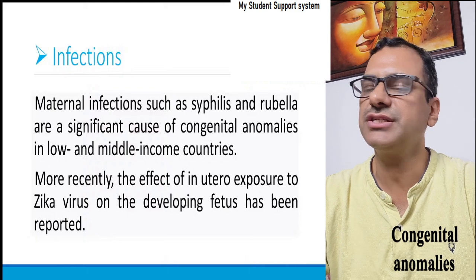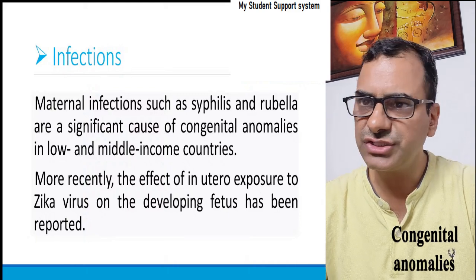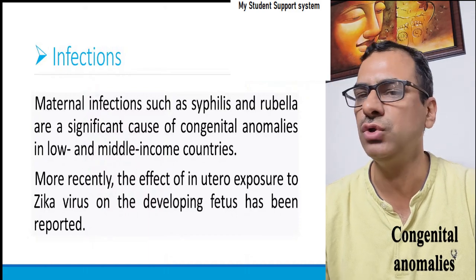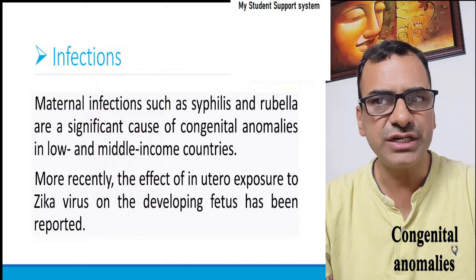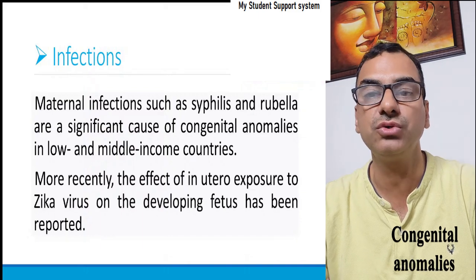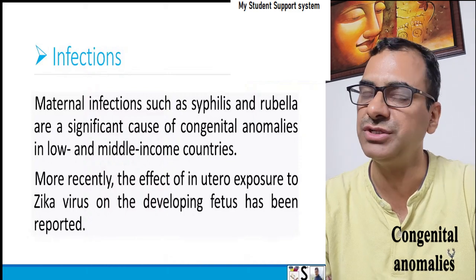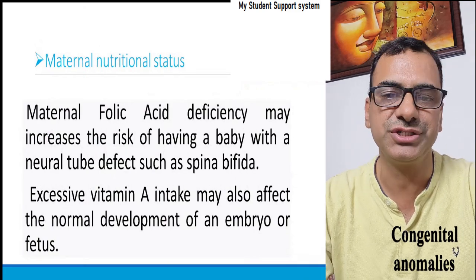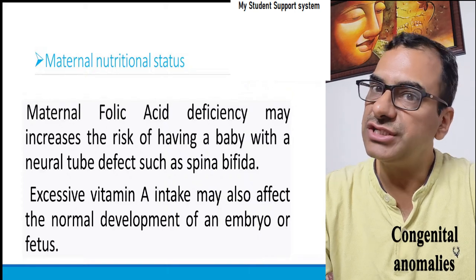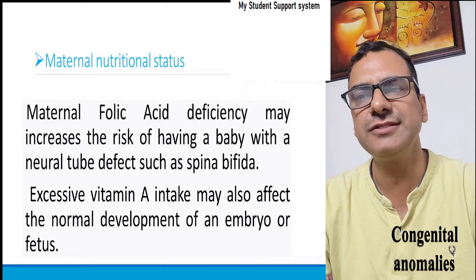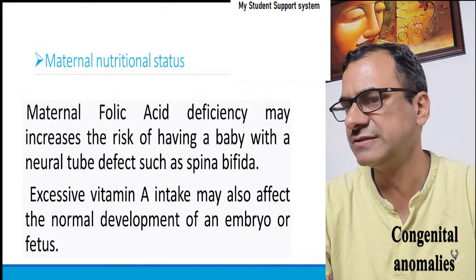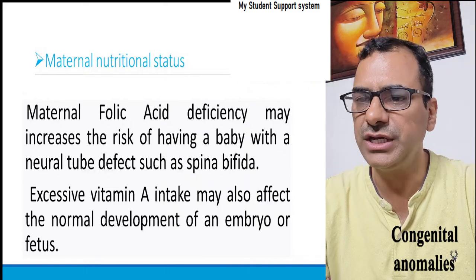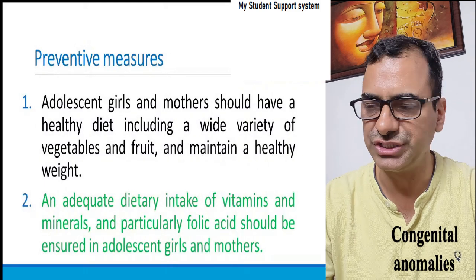Infections. Maternal infections such as syphilis and rubella are a significant cause or important risk factor for congenital anomalies in low and medium income groups. More recently, the effect of in utero exposure to Zika virus on the developing fetus has been reported. So these infections may lead to congenital malformations. Then maternal nutritional status. Maternal folic acid deficiency may increase the risk of having babies with a neural tube defect such as spina bifida. Excessive vitamin A intake may also affect the normal development of an embryo or fetus.